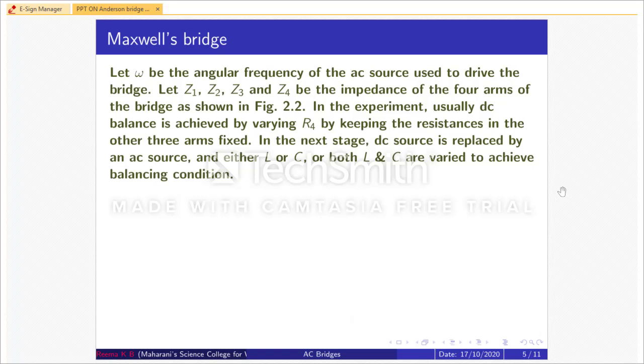Let Z1, Z2, Z3 and Z4 be the impedance of the 4 arms of the bridge as shown in figure 2.2. In the experiment, usually DC balance is achieved by varying R4 by keeping the resistances in the other 3 arms fixed. In the next stage, DC source is replaced by an AC source and either L or C or both L and C are varied to achieve balancing condition.